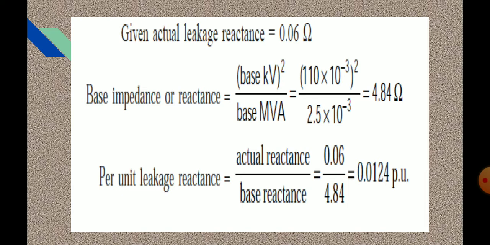Next, the per unit leakage reactance formula is actual reactance divided by base reactance. The actual reactance value is 0.06 and the base reactance value is 4.84. Dividing these two values, we get the result as 0.0124 per unit.